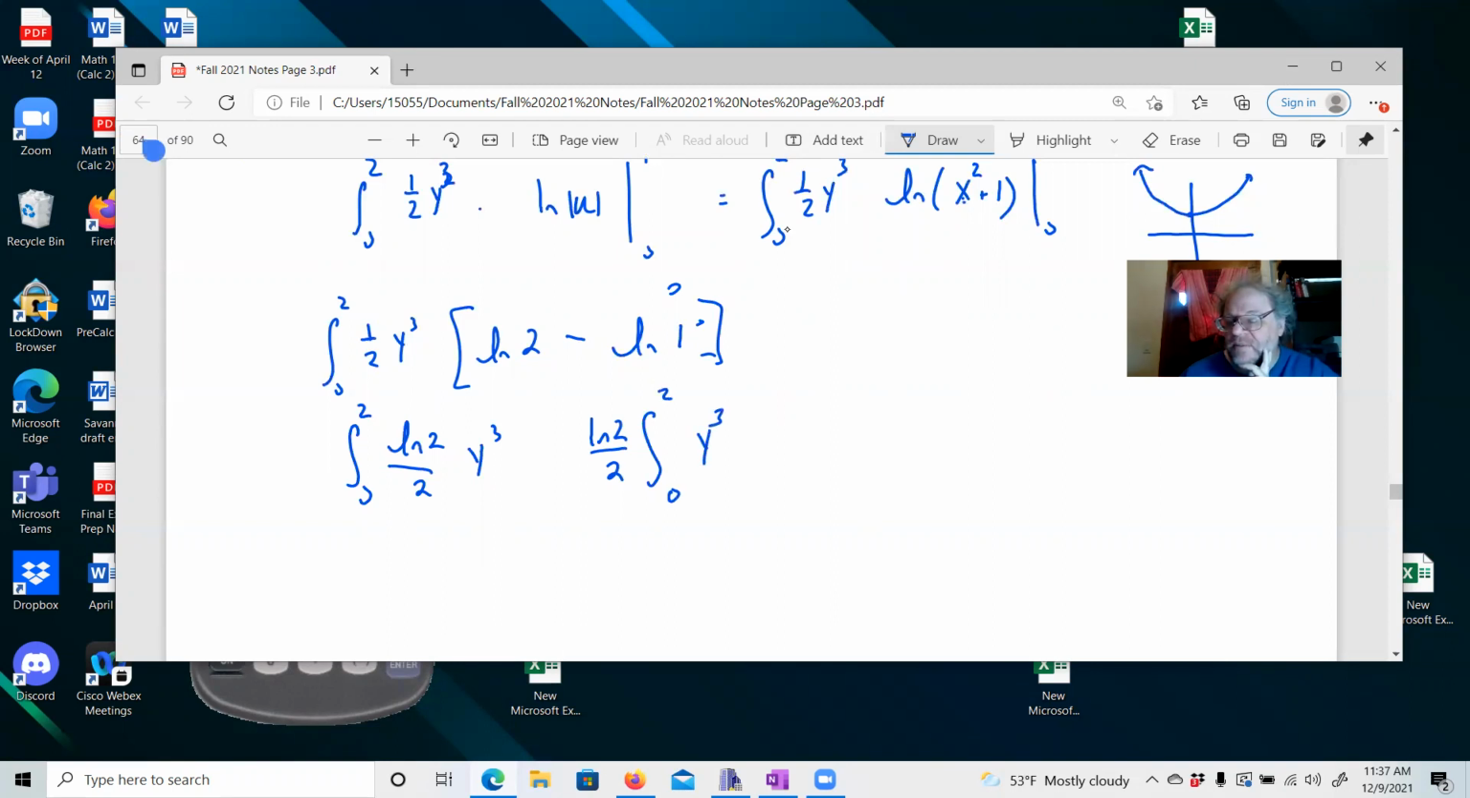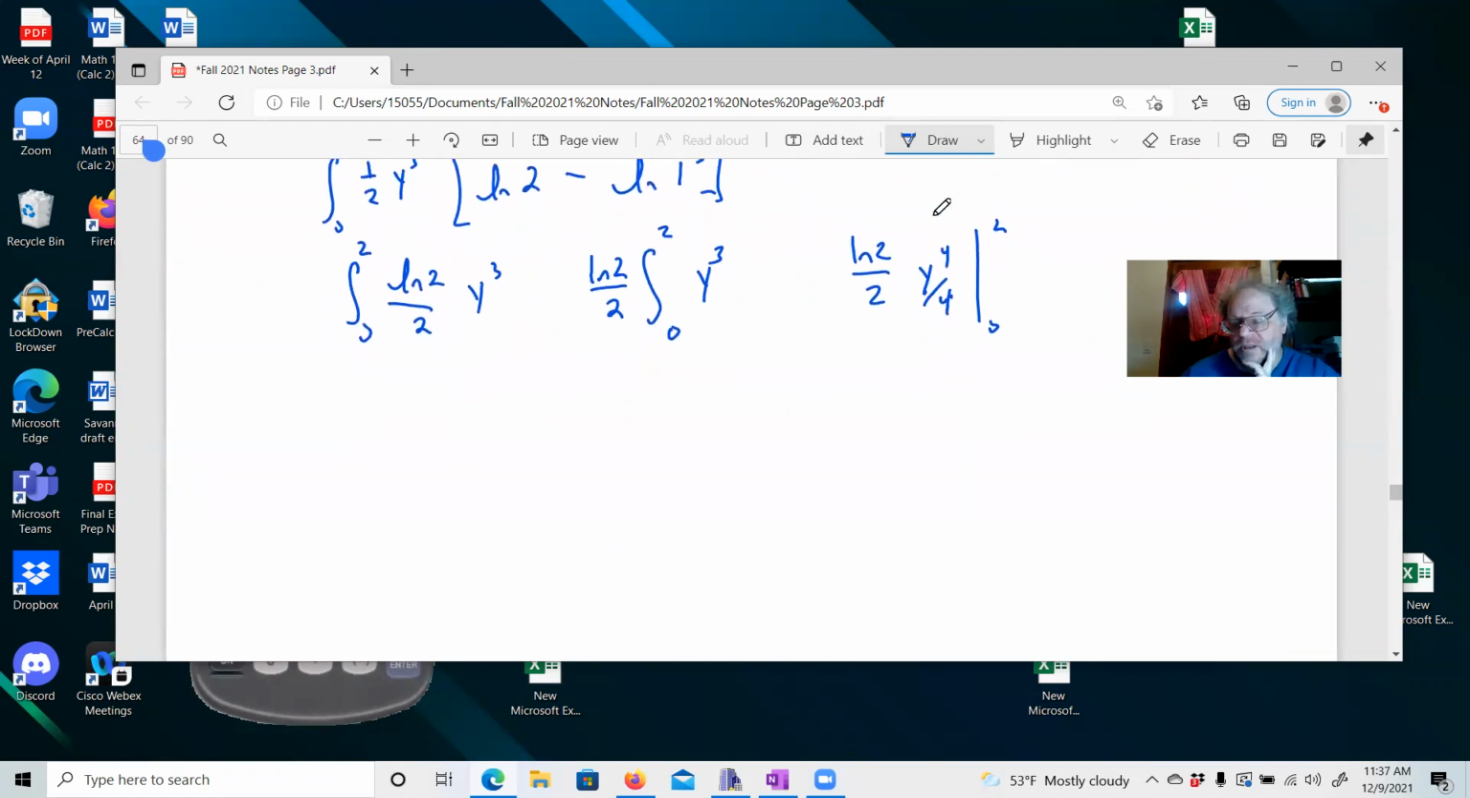And now we just have to integrate y cubed. You could do that. It's y to the 4th over 4 from 0 to 2. I'll group the 4 up with that 2, so 2 times 4 is 8. So we have natural log of 2 all over 8, and then we have y to the 4th from 0 to 2. So ln 2 over 8.